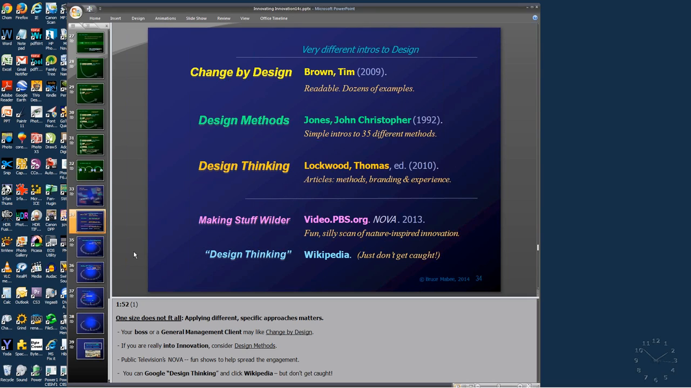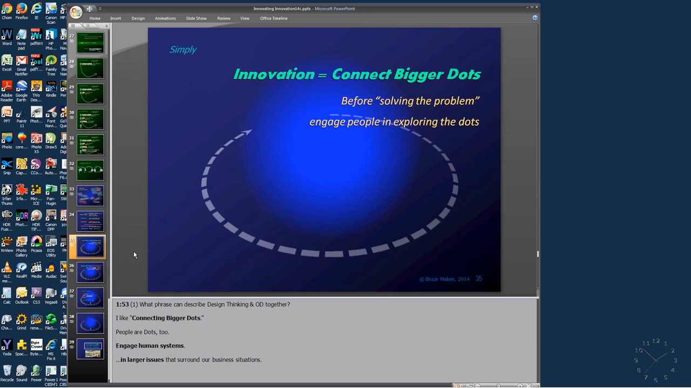Those of you who really want to get into specific different methods, check out Chris J. Jones, The Design Methods. It goes a whole lot more into depth. Or look at public television or Google Design Thinking. I think you'll have some fun. Let me say that for me, the simplest way to put it is that innovation is about connecting the bigger dots. And I claim that we as people have to be included in those dots. And so before solving any problems, I say the key, and that we OD people can be proud of, is that we know how to engage people.